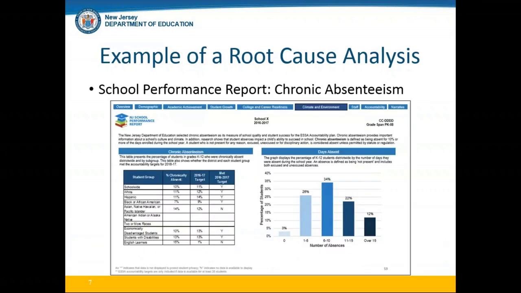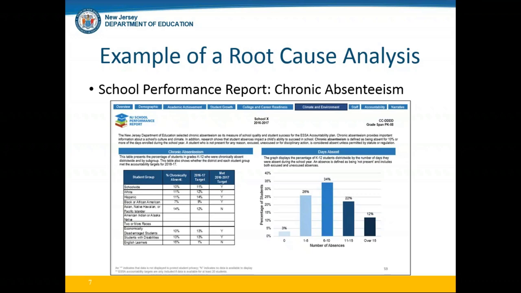Now that we've walked through a real-world example, let's try this with actual school data. We will use the same example page from the school performance report that we examined in the data analysis module. The example shows the Climate and Environment tab that provides data for chronic absenteeism. A table is presented that shows the percentage of students in grades K through 12 who are chronically absent school-wide and by subgroup. Also shown is a graph that displays the percentage of K through 12 students school-wide by the number of days they were absent during the school year.